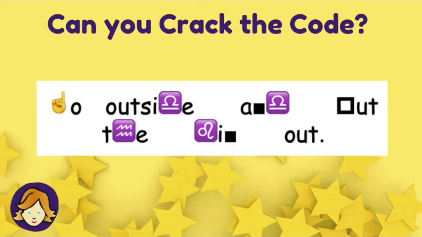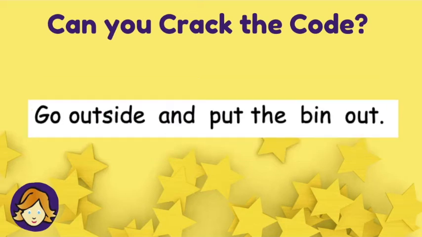Now I've just added in 2 really common letter sound correspondences. I've added in an S and a T. So just think, I've only added into this code 5 vowels plus an S and a T, 7 letters. And already we can start to try and work out what this sentence says. What do you think it says? Go outside and put the bin out.